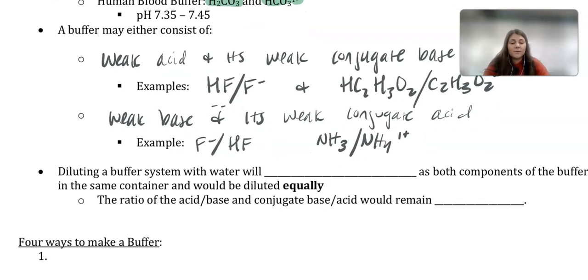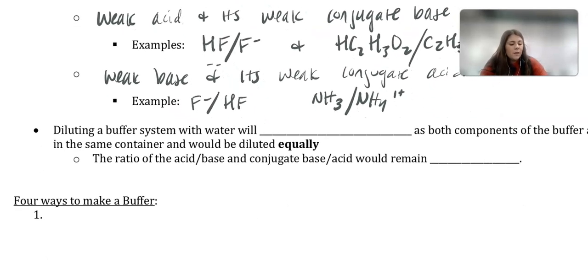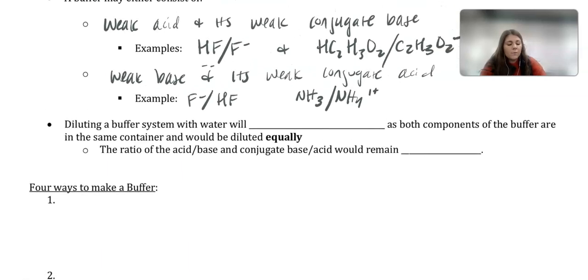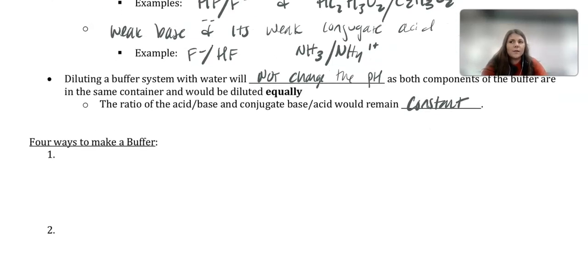Let's move on to talking about diluting when it comes to a buffer system. If you dilute a buffer system with water, it will not change the pH. That's because both components of the buffer are in the same container, so they're going to be diluted equally. So that ratio between them is not going to change. We'll say that the ratio will remain constant. We'll see some examples in other videos when we talk about the ratio between the weak acid and its conjugate, or the weak base and its conjugate.